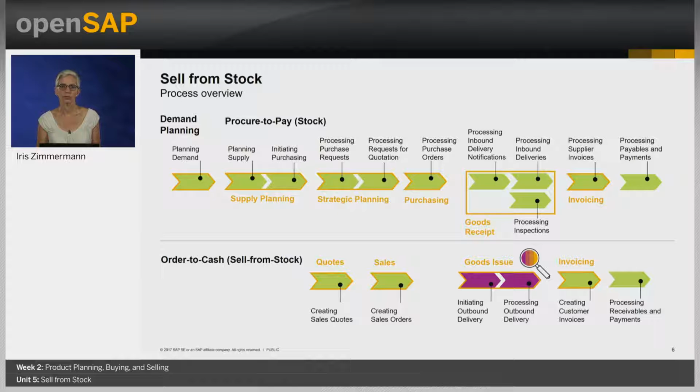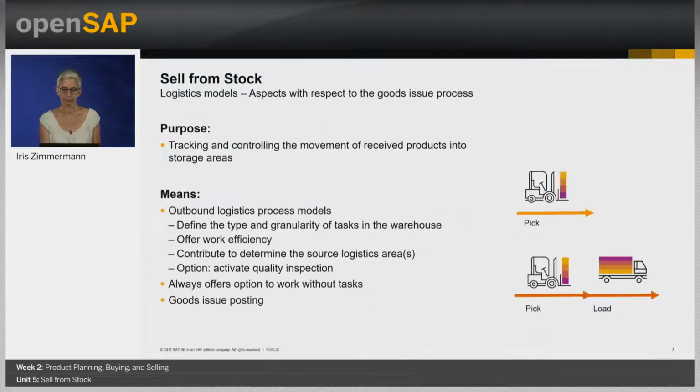Now let's continue in the logistics execution with the goods issue processing and outbound delivery creation. Since the outbound process is modeled in a similar way as the inbound, I will keep the logistic model section short and concentrate only on the differences. For the goods issue processing, there are three different logistics model types available. First, the standard shipping. This type covers delivery processes for sales orders, stock transfer orders, pre-delivery of spare parts, and intercompany sales. Then there is the goods return shipping.